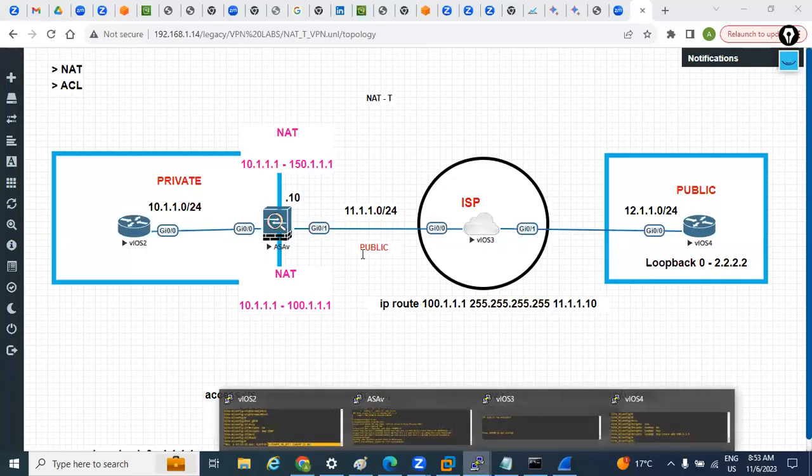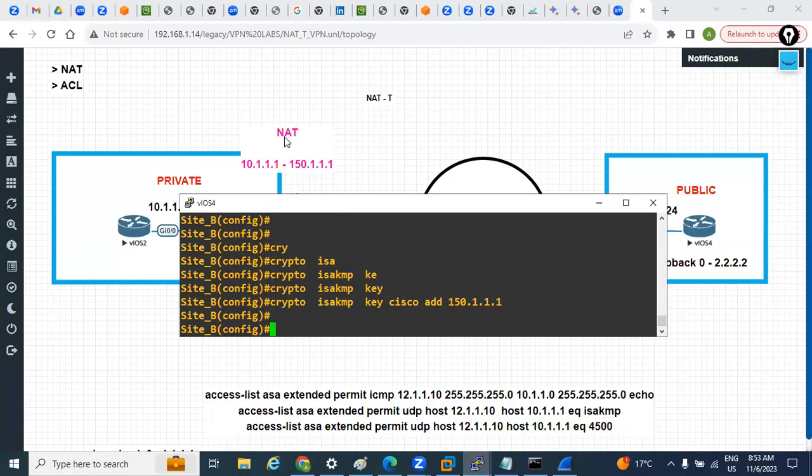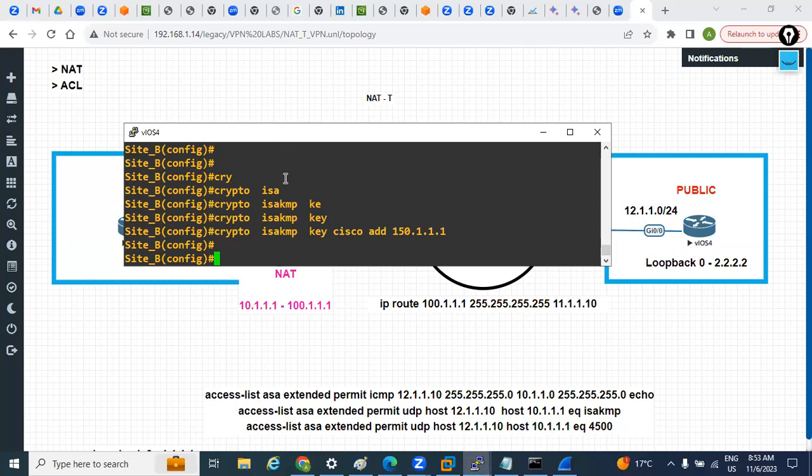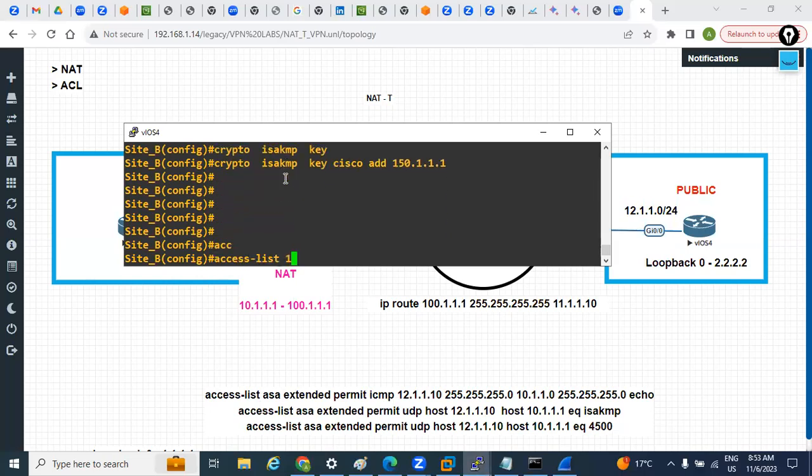Now let's get back to this. The key and the transform set we have configured. Yes. Now access list 101 permit ip 2.2.2.0 with wildcard mask to 10.1. So what would the ACL be here? Because this time we are sending the traffic for 150, right?